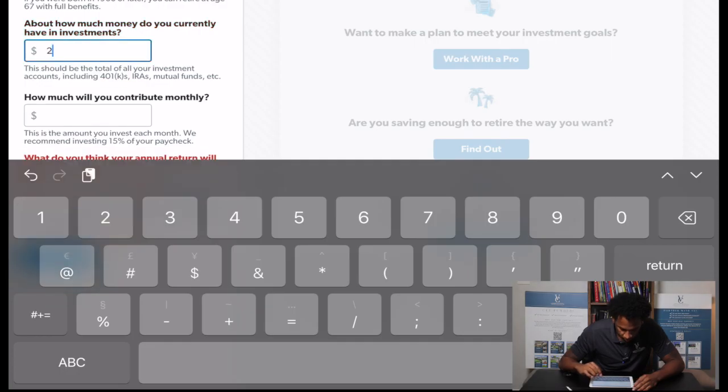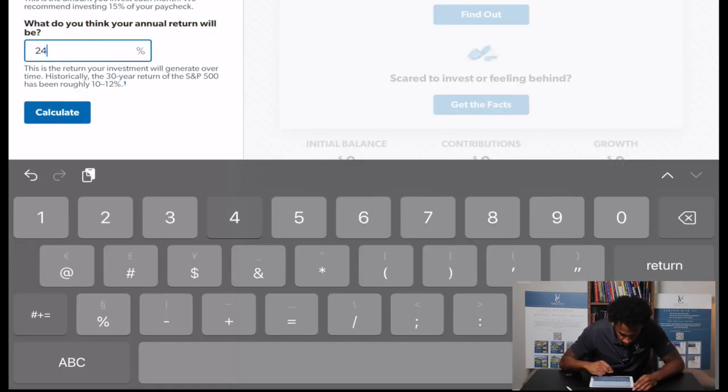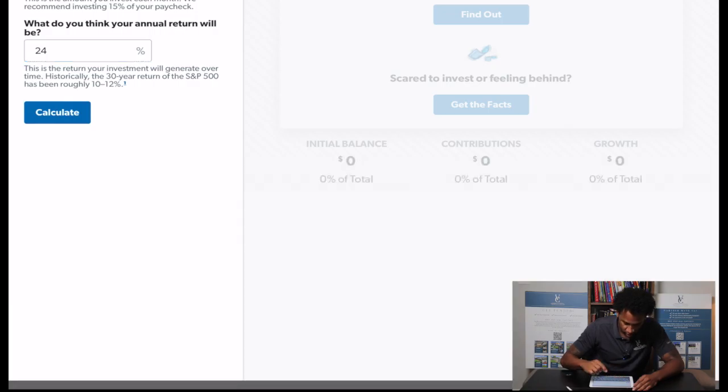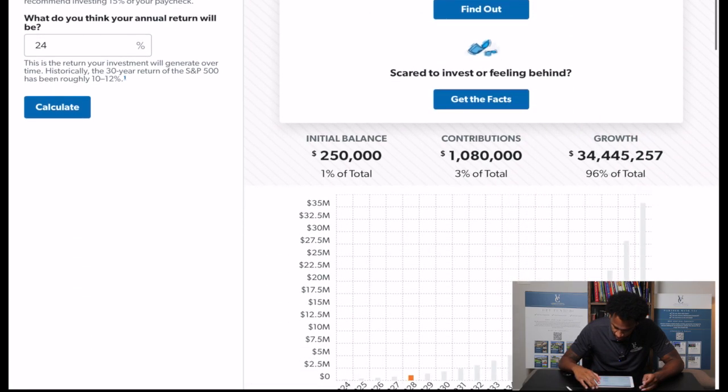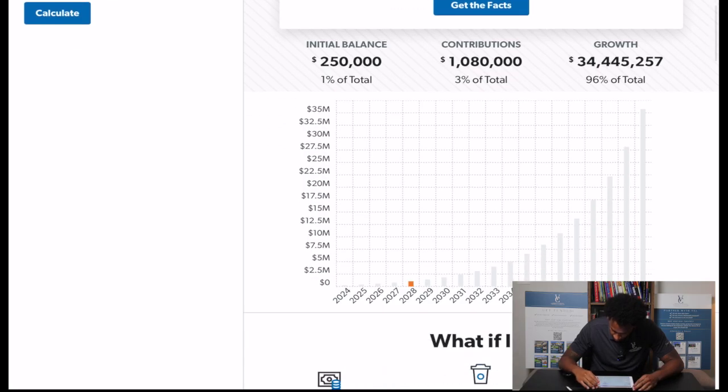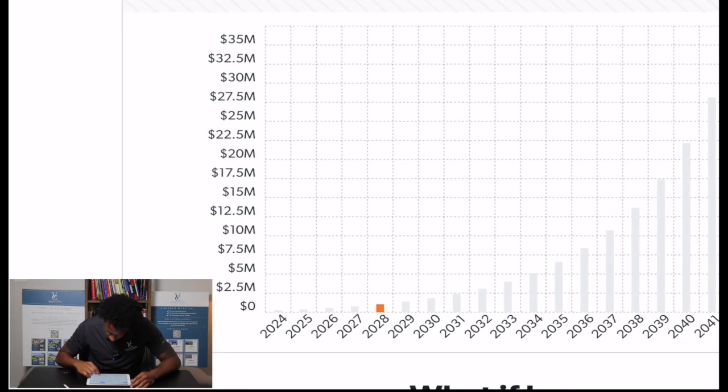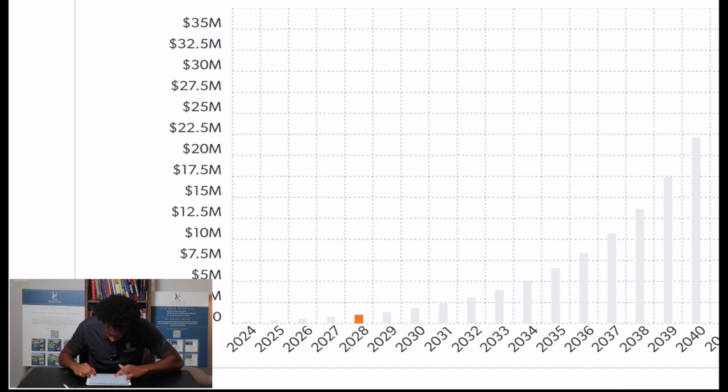About how much money do you have invested? Let's just say 250,000. And let's just say we commit 5,000 a month. And what do you think your annual return will be? I just showed you guys 24%, right? Your results by the time I'm 50 years old would be 35 million. But let's see when we hit the $10 million mark. So it looks like we hit the $10 million mark in 2037.